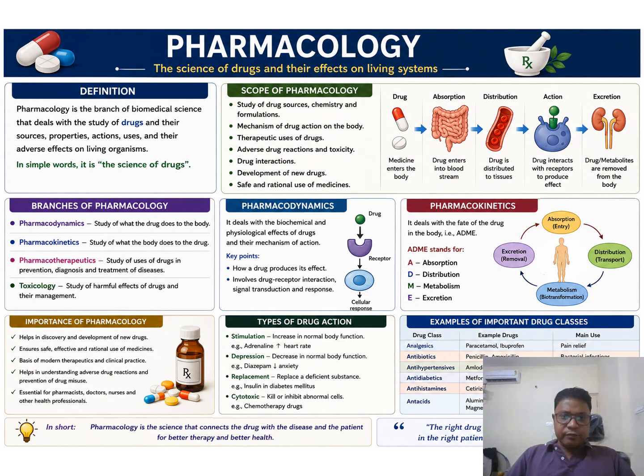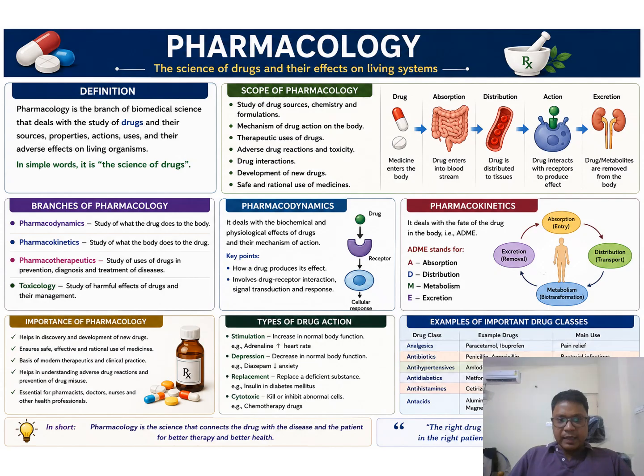So, importance of pharmacology. It helps in discovery and development of new drugs, ensures safe, effective, and rational use of medicines, is the basis of modern therapeutics and clinical practice, helps in understanding adverse drug reactions and prevention of drug misuse, and is essential for pharmacists, doctors, nurses, and other health professionals.